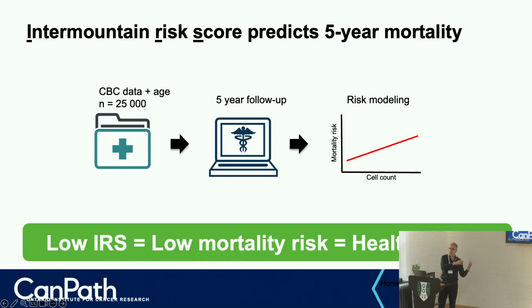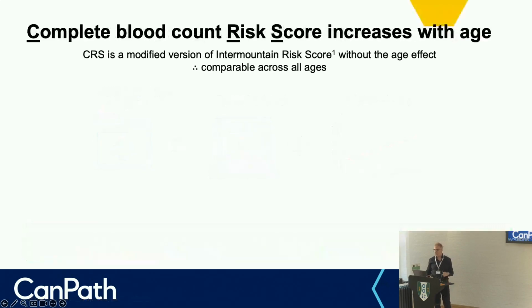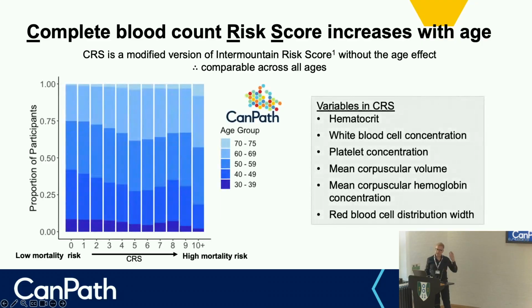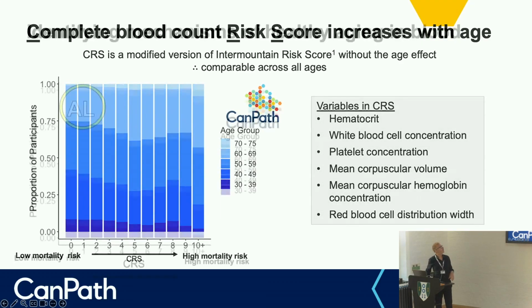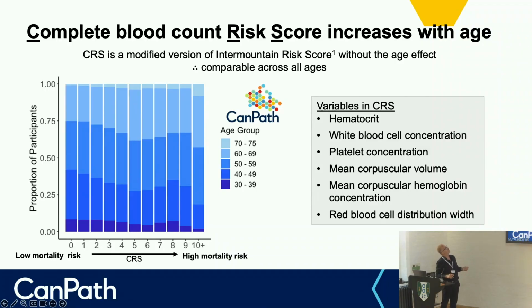And for them, when I say cell traits, I mean neutrophils, red blood cells, white blood cells, those types of counts. And so what we decided to do was make a derivative of the Intermountain Risk Score and called it the Complete Blood Count Risk Score, so CRS maybe, or CBC, whatever. And what we did with that score is we went back into CanPath, and I selected participants based on different ages and different CRS scores or IRS scores, whatever you want to call them.